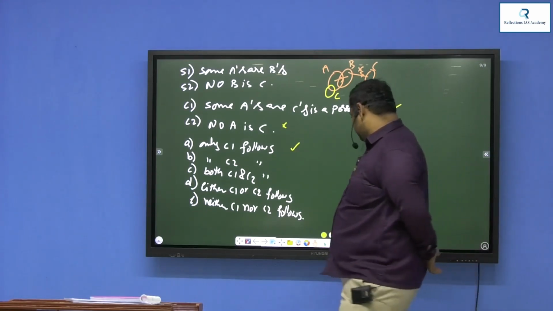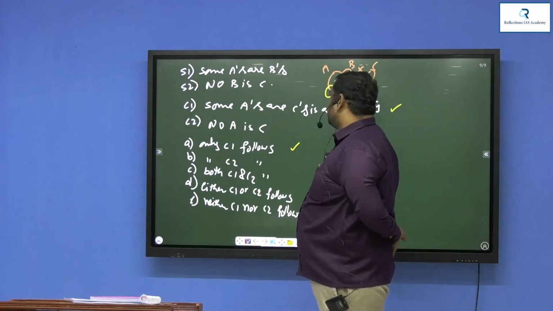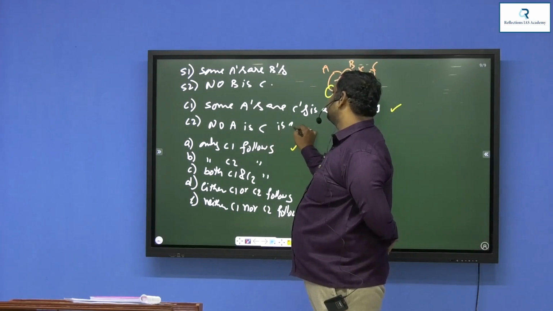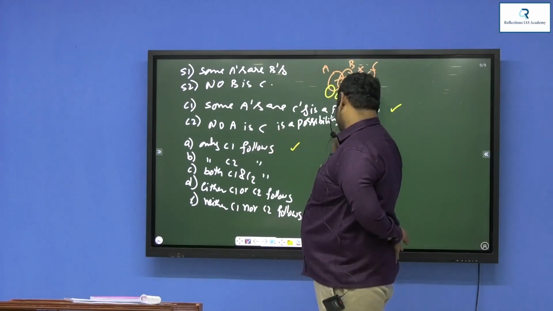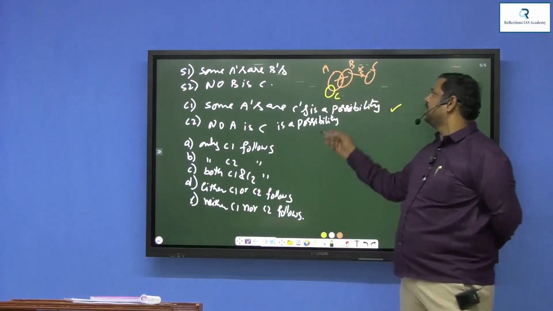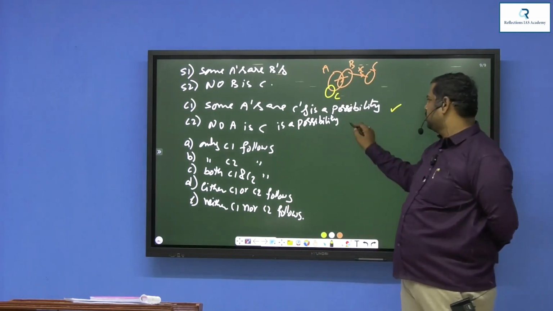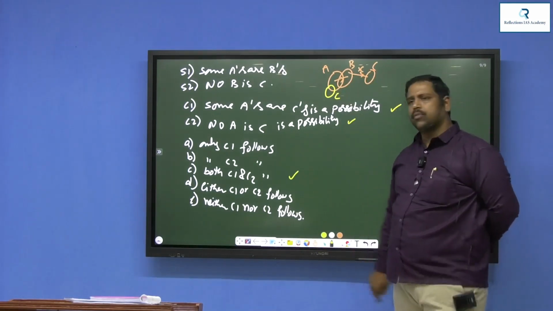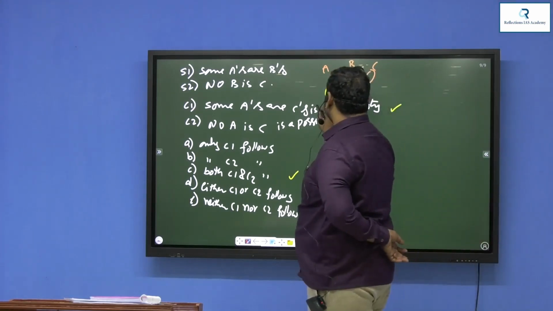Suppose I am amending the second statement: no A is C is a possibility. Here, no A is C is a possibility. C is here, A is here. Is it a possibility or not? So this is also correct. The answer will be both 1 and 2 follow. I am amending.